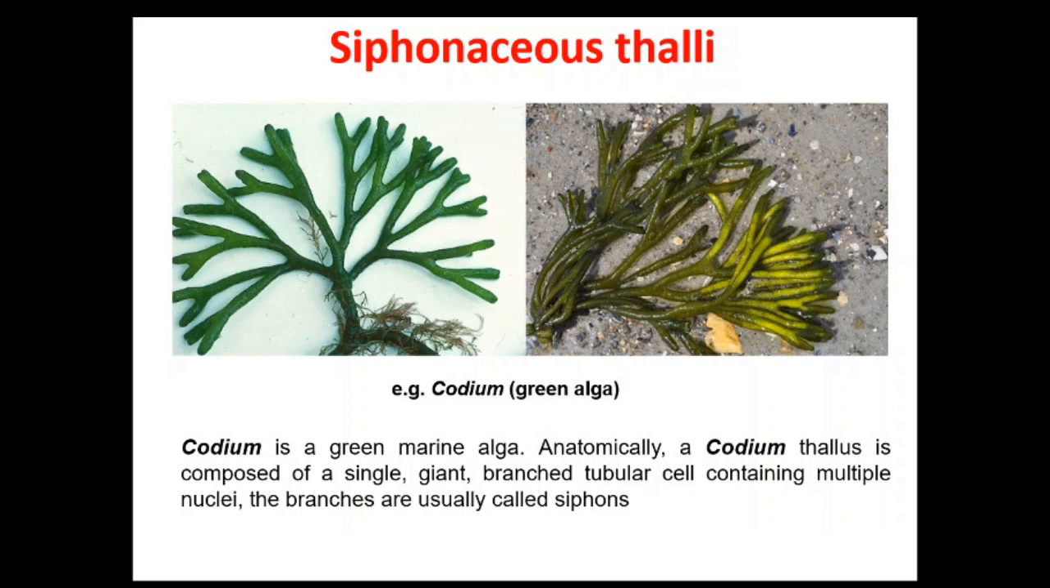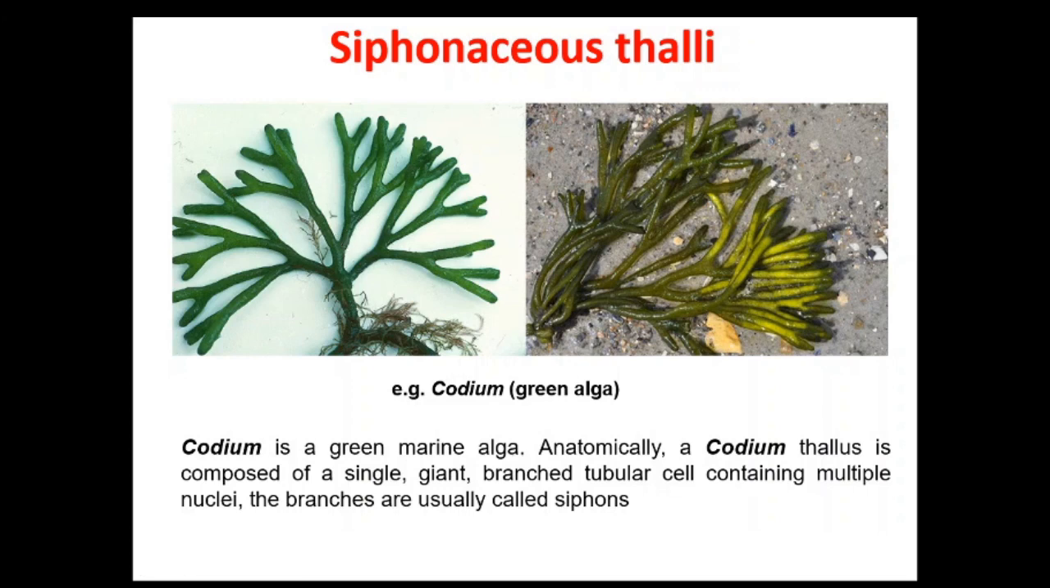Now the next example of the siphonaceous thallus is the green alga Codium. Codium is a green marine alga. Anatomically, a Codium thallus is composed of a single giant branched tubular cell containing multiple nuclei, and the branches are usually called siphons. In the image you can see the characteristic dichotomously branched, fan-like thallus of Codium, much similar to the thallus of the red alga Chondrus. But here Codium is a green alga. Internally, all of these branches are hollow inside.